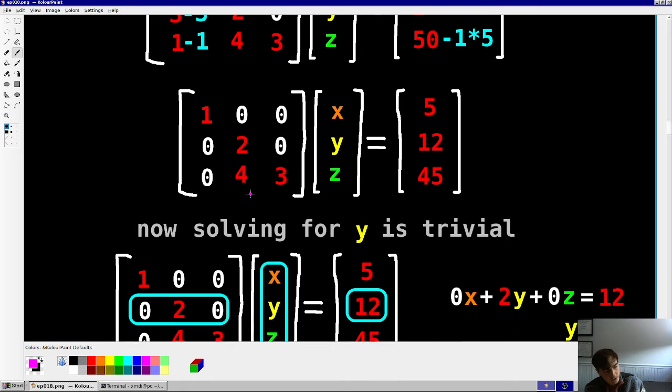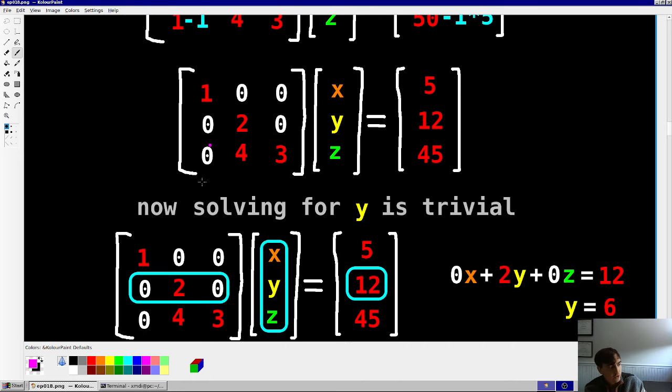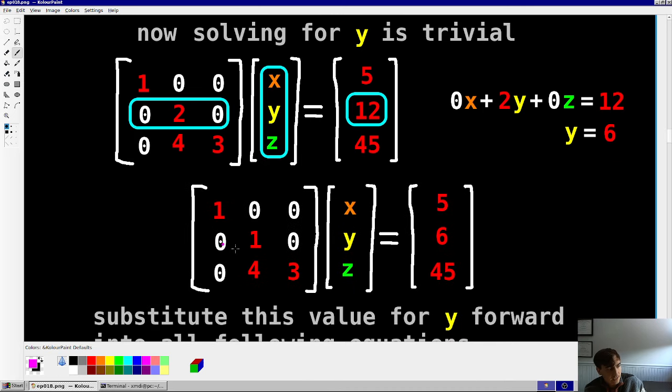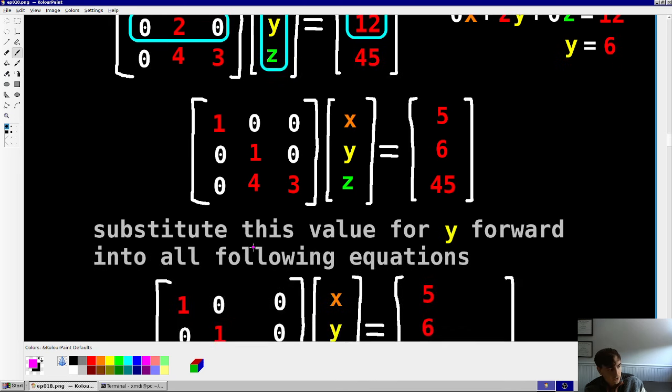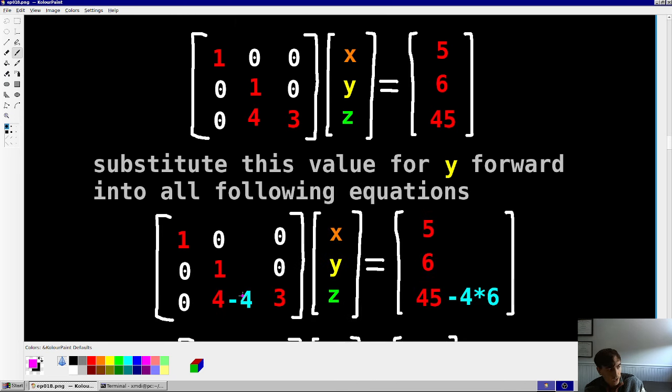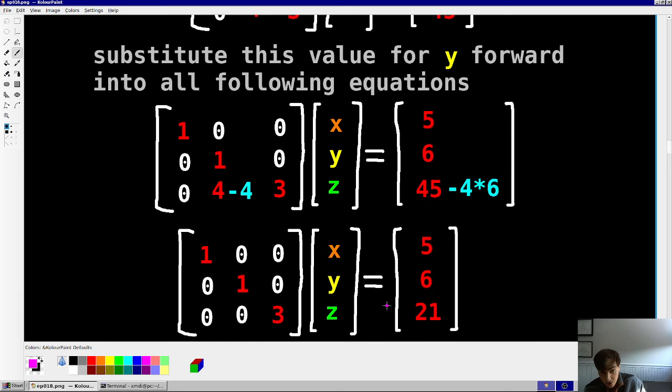Now, y is trivial to solve for. If you think about it, because if you take this row times this column, y is obviously equal to 6. You have y equals 6. Now you can subtract off contributions of y to the other lower equations. So in this case, we're going to subtract off 4 times y from equation 3, both in terms of the coefficient as well as the right-hand side. Y was 6. So 45 minus 4 times 6, you now have this equation.